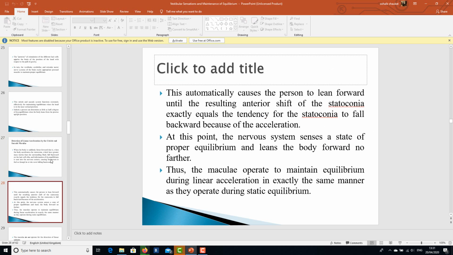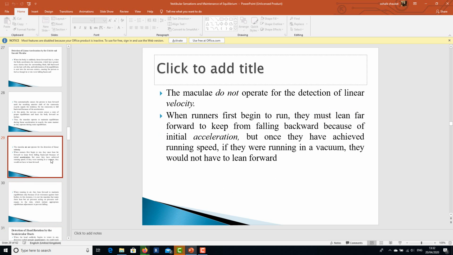This automatically causes the person to lean forward until the resulting anterior shift of the statoconia exactly equals the tendency for the statoconia to fall backward. At this point, the nervous system senses a state of proper equilibrium and leans the body forward no farther. Thus, the maculae operate to maintain equilibrium during linear acceleration in exactly the same manner as they operate during static equilibrium. The maculae do not operate for the detection of linear velocity.